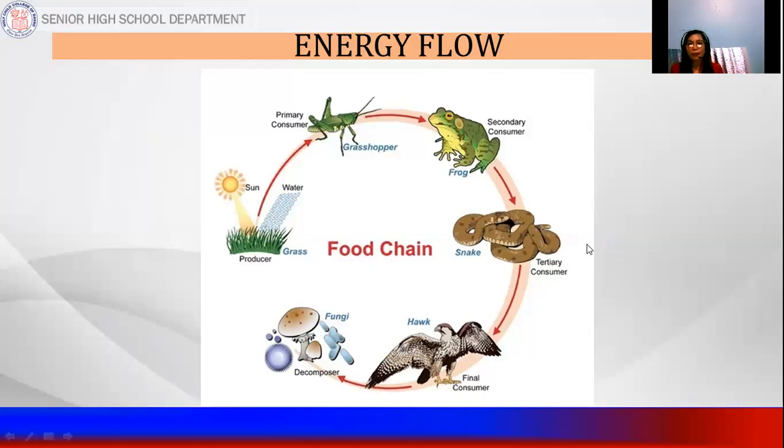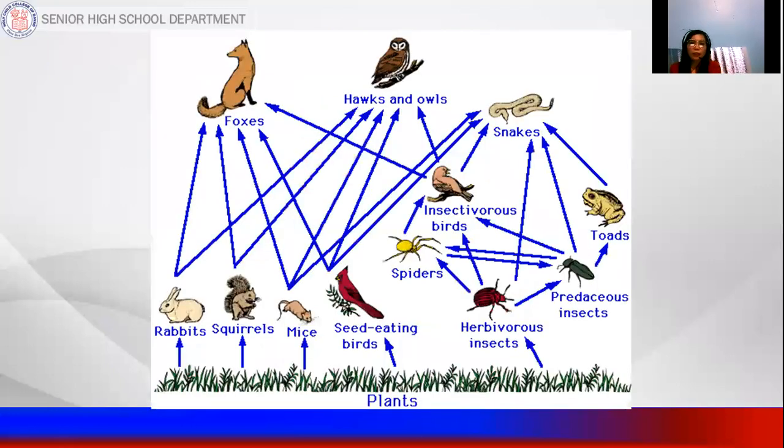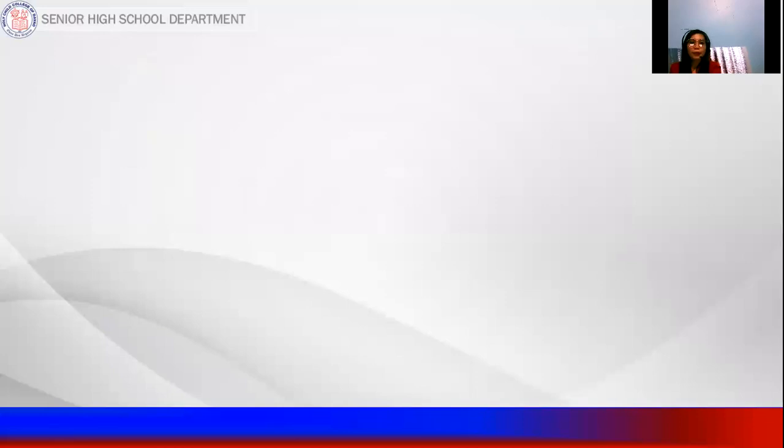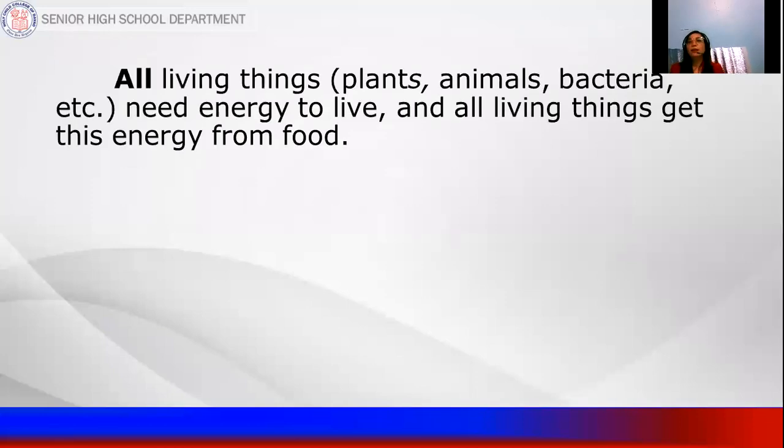Today we'll learn the energy flow within the ecosystem. These are now the food web. All living things, plants, animals, bacteria, need energy to live, and all living things get this energy from food. Without being eaten, or without getting food, right?